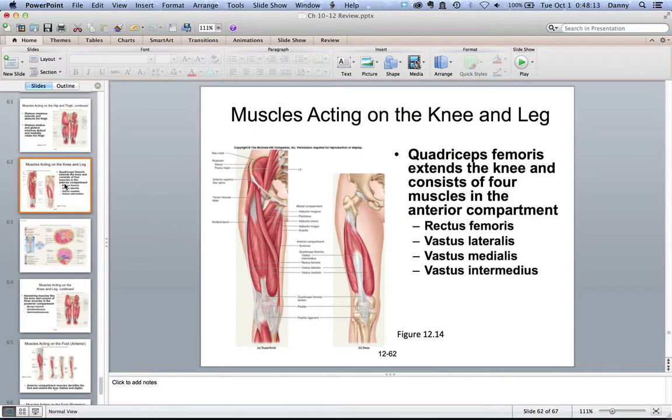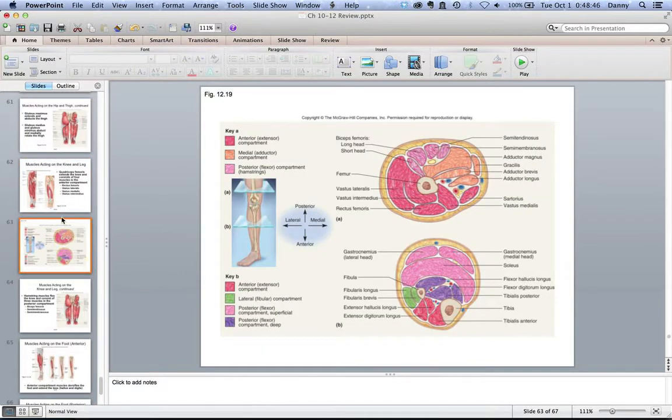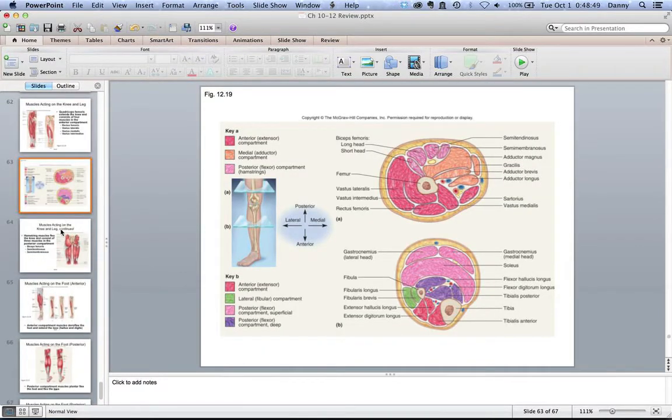And then as far as the leg goes, so in the anterior compartment, you've got the quadriceps muscle, and it's 4 muscles: rectus femoris, vastus lateralis, vastus medialis, and vastus intermedius. Remember that rectus femoris is actually the superior or more superficial of the 4, so you will not see vastus intermedius if rectus femoris is there. Again, I put the compartments on here for some reason.